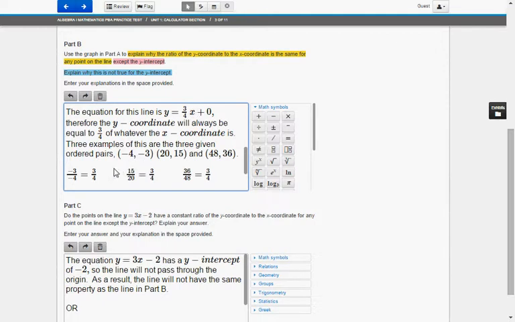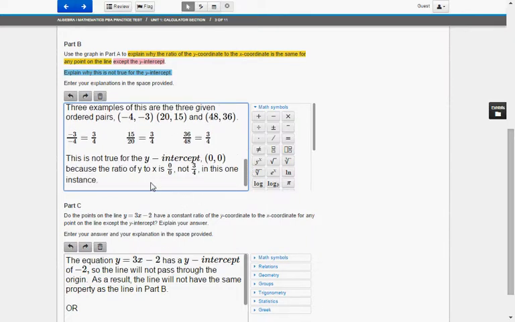Three examples of this are the three given ordered pairs. Look at all three of those ordered pairs. The y-coordinate is equal to 3/4 of the x-coordinate. 15 is equal to 3/4 of 20. 36 is equal to 3/4 of 48. And if we take the y-coordinate divided by the x-coordinate, in all three cases, the ratio of the y-coordinate to the x-coordinate is 3/4.